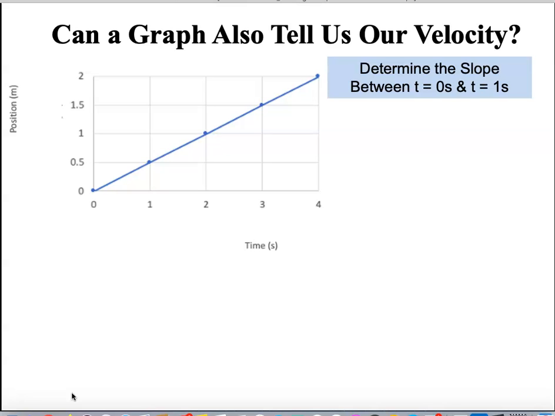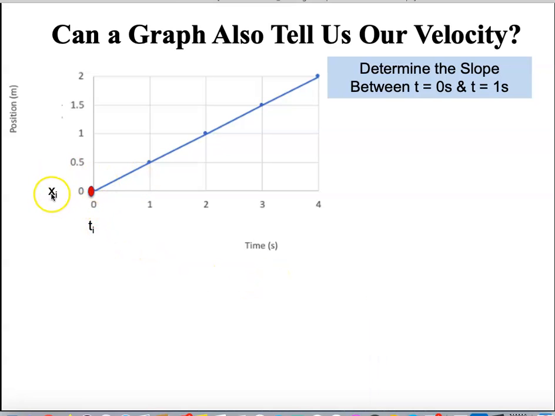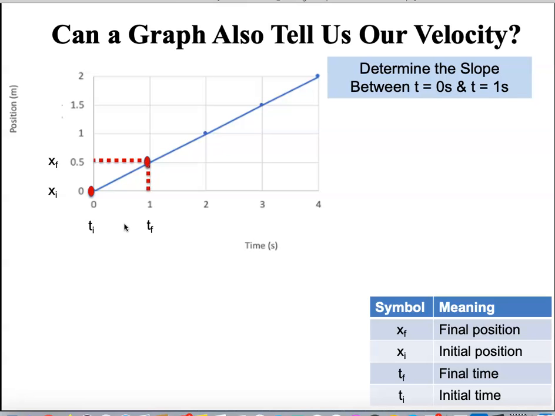So we want to determine the slope between time 0 and time 1. Okay, so we need to pick coordinates if we want to find the slope between this point and this point. So we're going to define some points. X is the symbol in physics used oftentimes for position. T is for time. And X sub i means initial position. T sub i means initial time. So these are the coordinates for this first point, if you were to put it in symbols.